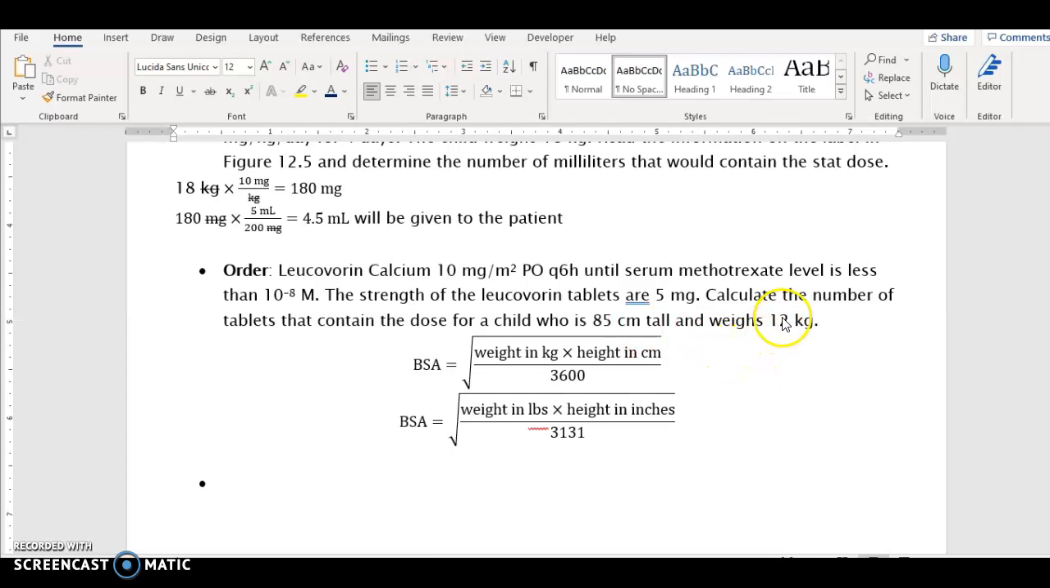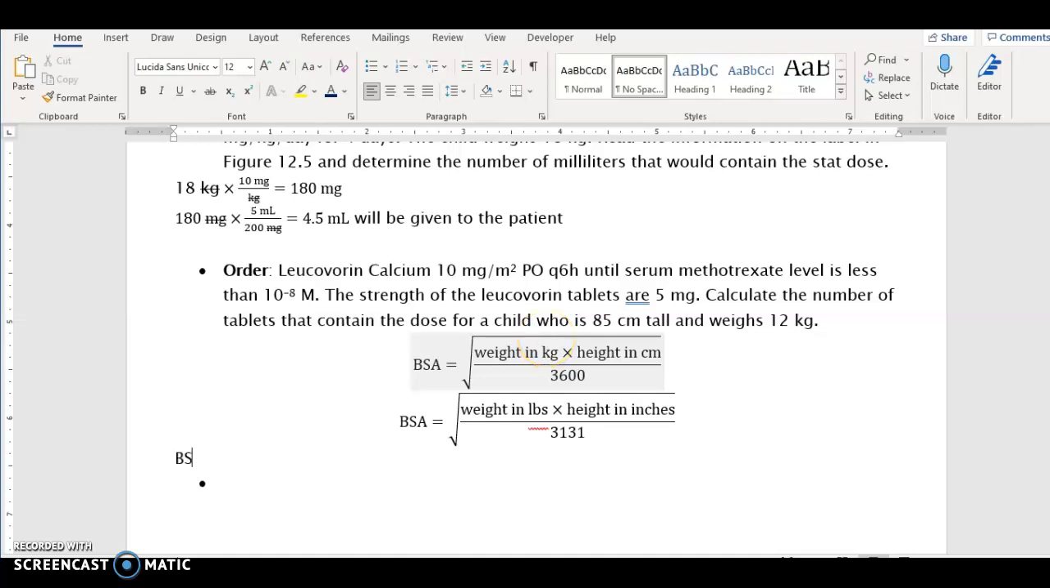Before we calculate the amount of the dose that we're going to be giving to the patient, we need to choose the appropriate formula to get the BSA. There are two BSA formulas that were used in Chapter 6, so you can look them up there. We're going to use the one that allows us to plug in the child's weight and height in kilograms and centimeters. So we're going to use that first formula here to get the BSA.